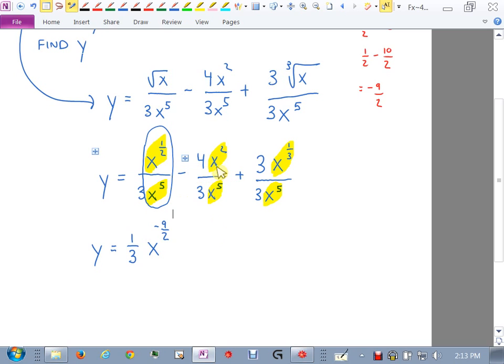I'm going to do this one now. What's that one going to be? x to the second over x to the fifth is x to the negative 3. And I'll write the 4 over 3 out there like this.